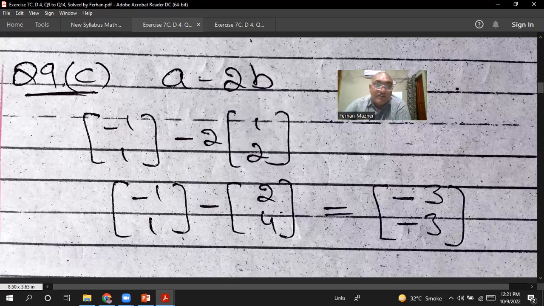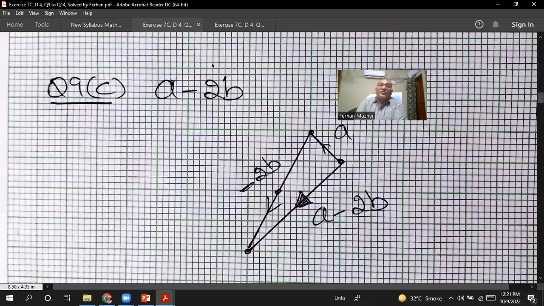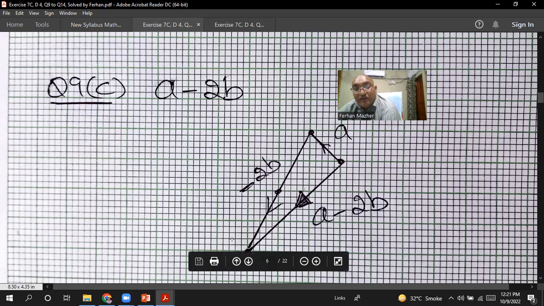Now you have to represent this on a graph paper. So basically you want to represent a minus 2b. So a is minus 1, 1. So this is one step to the left, one step upward. I started from here, and this is a, then I have to write 2b. And that will be 1 to the left and 2 steps down. So put a dot here. So that is the minus 2b. Then join the tail of the first with the head of the last. So it will be a minus 2b. So very simple. On the graph paper you can easily do this.